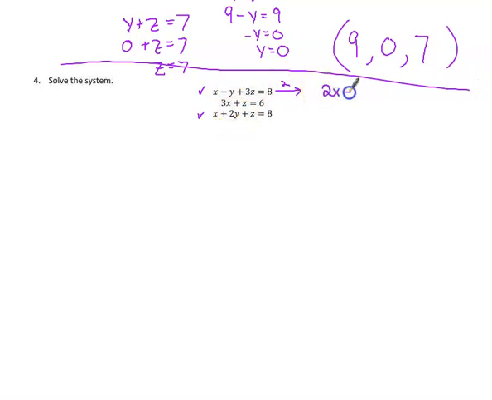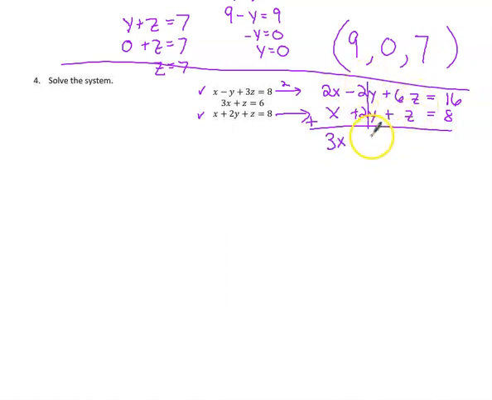So that becomes 2x minus 2y plus 6z equals, times 2, 8 times 2 is 16. And if I take the bottom row and add that to it, I already have x plus 2y plus z equals 8. And now if I add these two rows together, I get 2x plus 1x is 3x. The y's go away. And 6z plus 1z is 7z equals 24. So they didn't solve it for me. But if you take what we already had, the middle row, and put it right here.